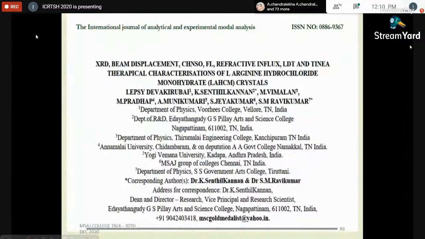This is one of the journals in the UGC CARE list. There we have used the therapeutic characterization, where we got some collaboration and we got the permission to utilize our material for some bio and pharma utility. Next slide, please.